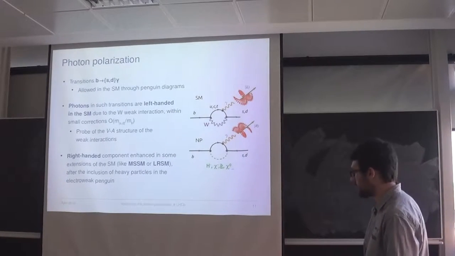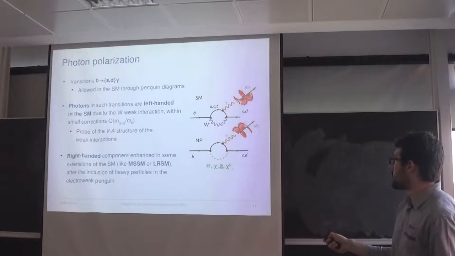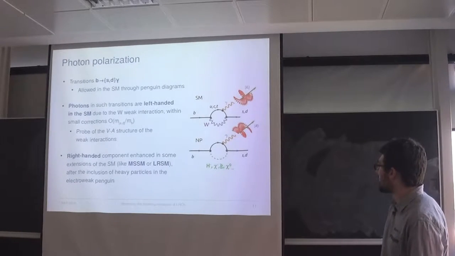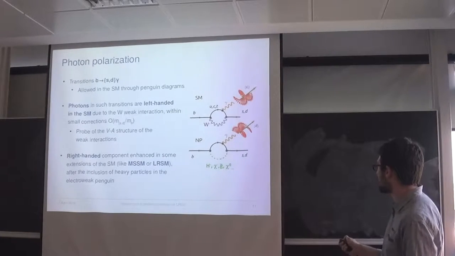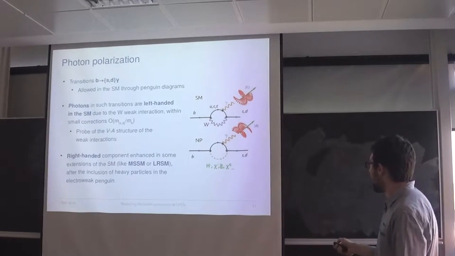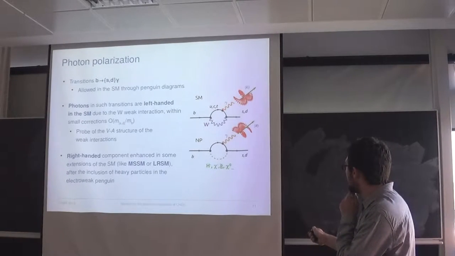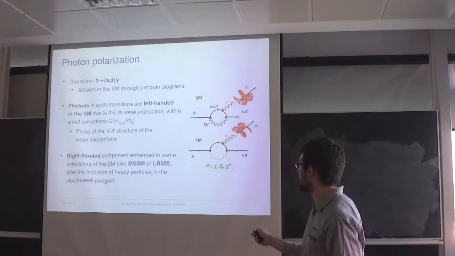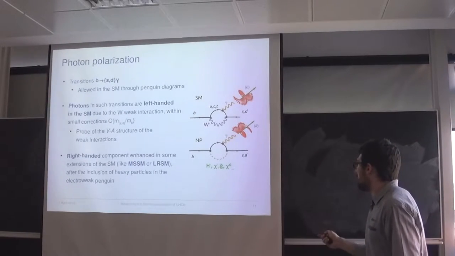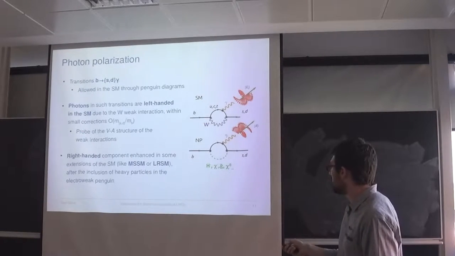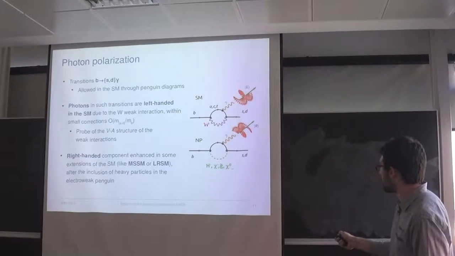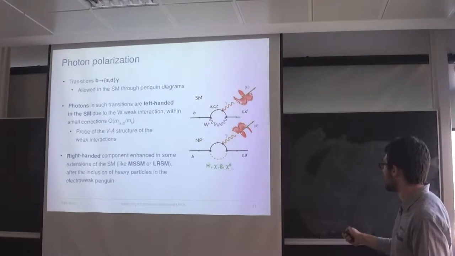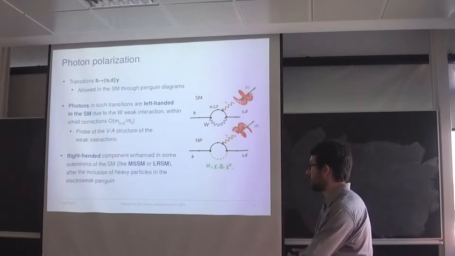Okay, so moving into the photon polarization. The transitions of the b quarks to s gamma or d gamma are allowed in the standard model through penguin diagrams like these ones. But in the standard model, these photons are left-handed because of the weak interaction, within small corrections of the ratio of the masses. This can probe the V minus A structure of the weak interactions, because the W couples to left-handed quarks, so this photon has this remnant and is also polarized in that way.